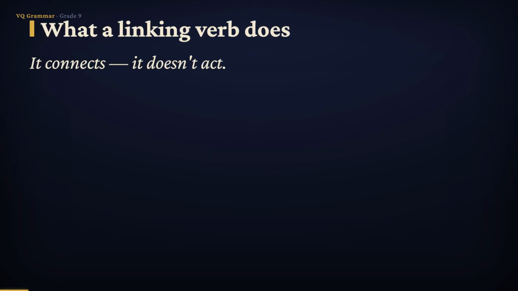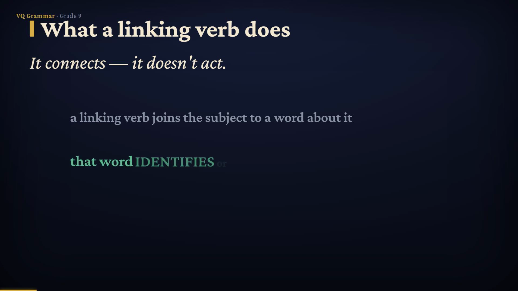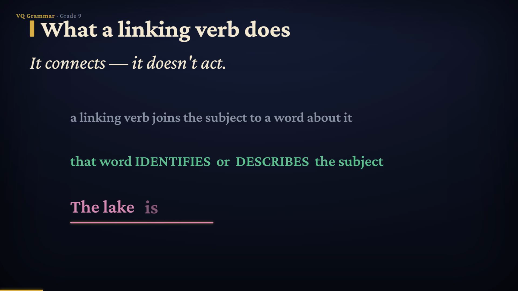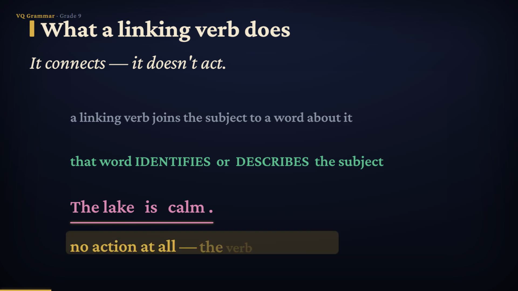A linking verb doesn't show action at all. Instead, it joins the subject to a word that tells us something about it. That word either identifies the subject, says what it is, or describes it. Look at this. The lake is calm. The word is doesn't do anything. It simply connects lake to calm. Think of a linking verb as a bridge, connecting the subject to a word that renames or describes it.